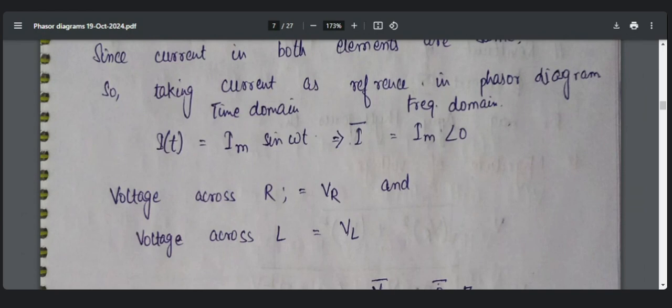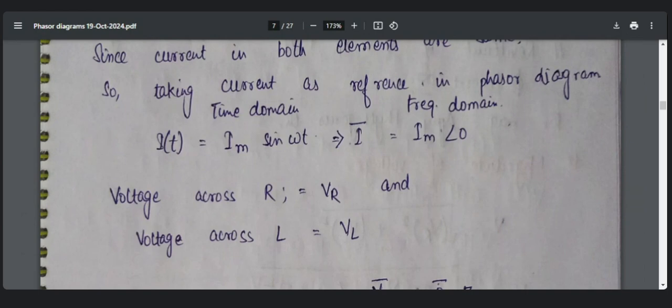If we are taking current as a reference, that means we are representing it in the time domain as i equals Im sine omega t, or current in terms of phasor, I bar equals Im angle 0 degrees. Am I correct? Yes, ma'am.